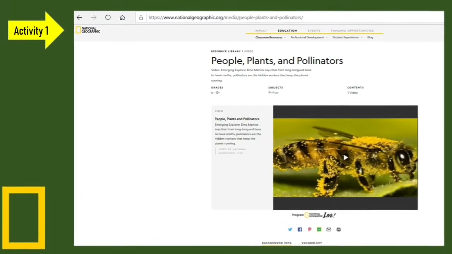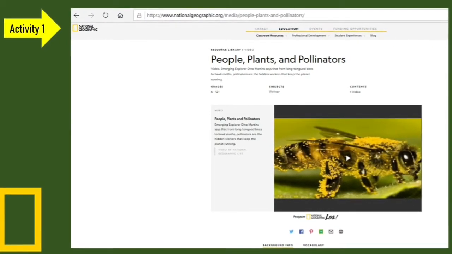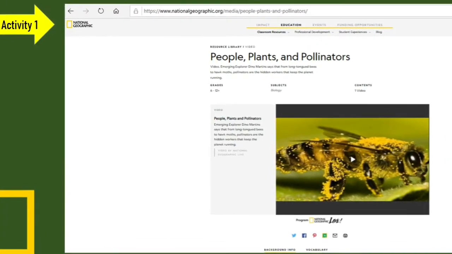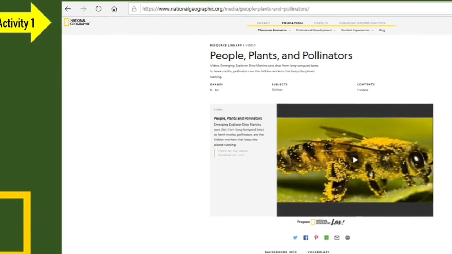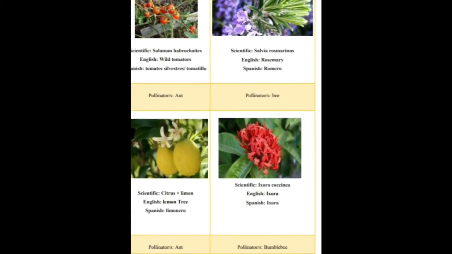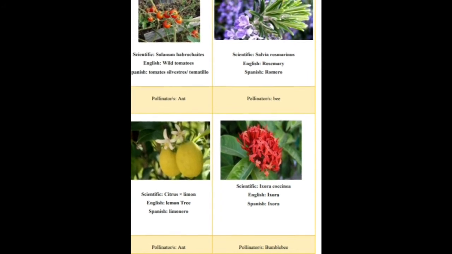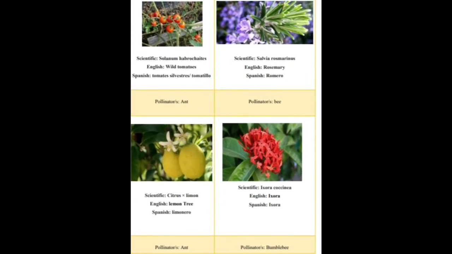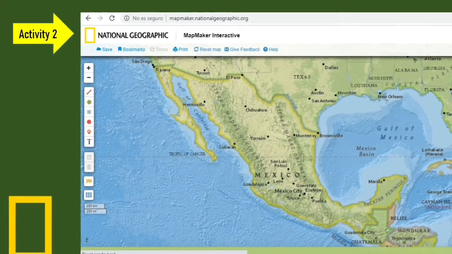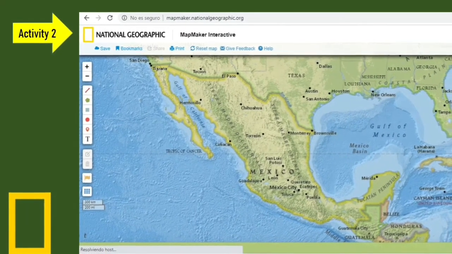Activity 1 consists of 4 different steps. In this resource, an entomologist teaches students the importance of pollinators. After watching the video, students were asked to go on the internet and look for several types of pollinators and flowering plants, both regional and local.